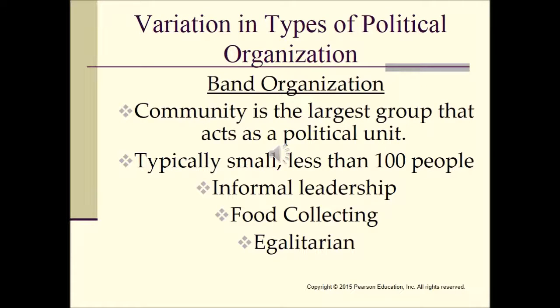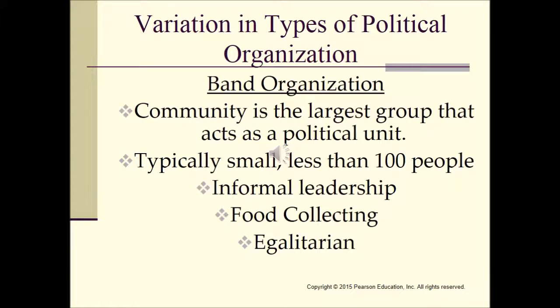Okay, so we'll take a look at each of these in a little more detail. Band organization: the community is the largest group that acts as a political unit, and sometimes it can even be as small as a family. These are really small groups, typically foragers, less than 100 people, typically nomadic, with informal leadership. Sometimes they're called a headman, and as I said, these are informal, so they don't hold a formal political or leadership role, but they may have some kind of achieved qualities, so not ascribed, as we learned about in the last chapter.